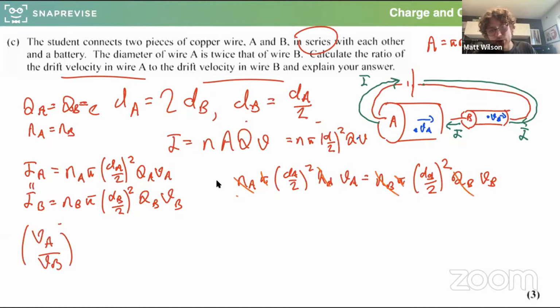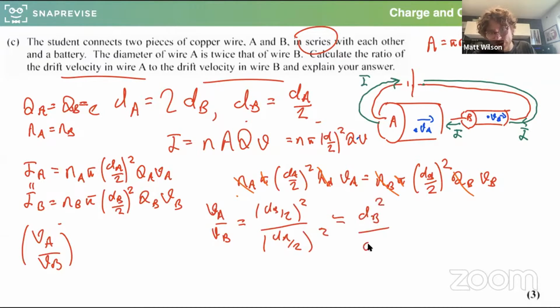So let's just rearrange what we have for that. So we have this thing squared times this is this thing squared times this. I'm going to divide both sides by VB and divide both sides by dA over 2. So we have VA over VB equals dB over 2 squared over dA over 2 squared. Those twos are going to cancel and you're just going to get dB squared over dA squared. And that is actually the final answer.